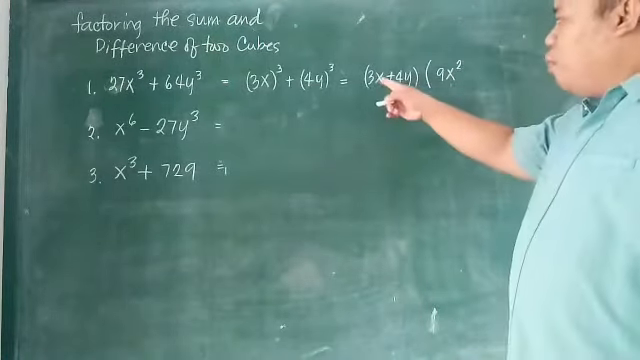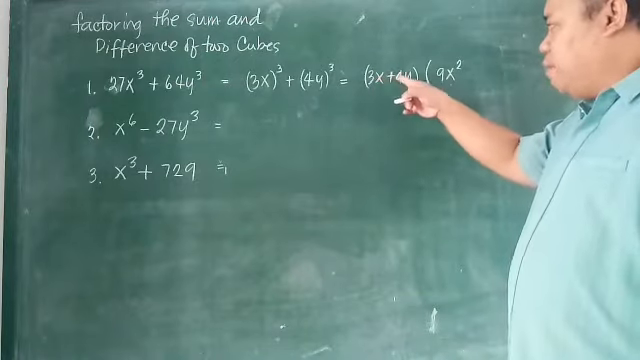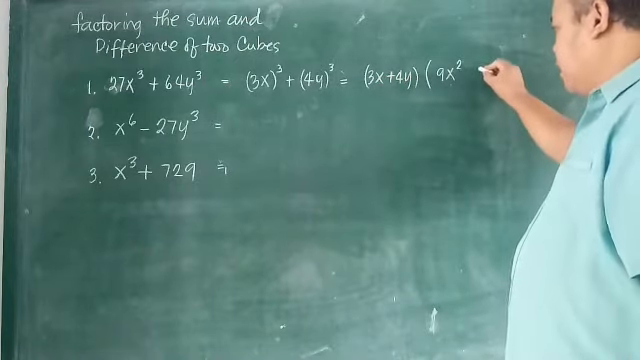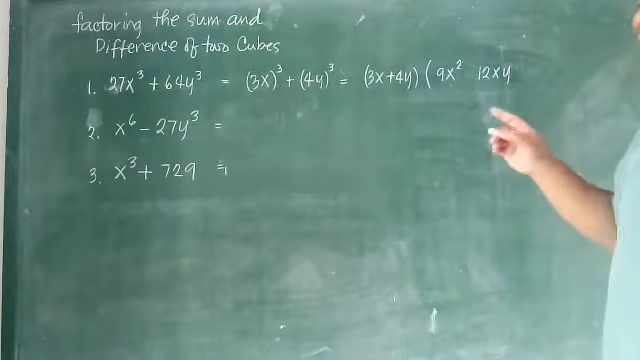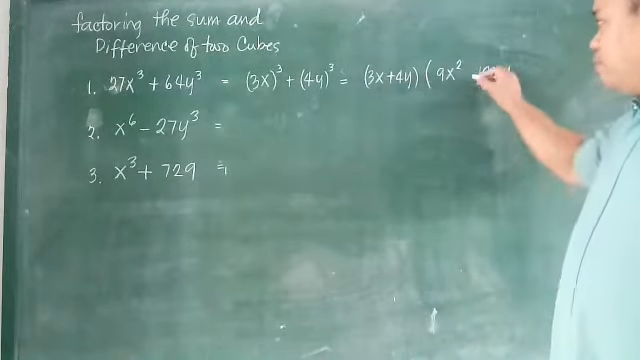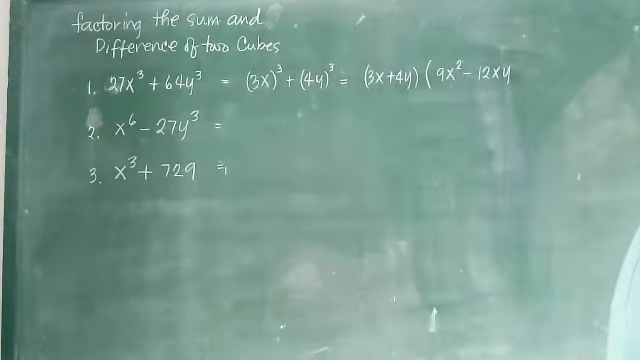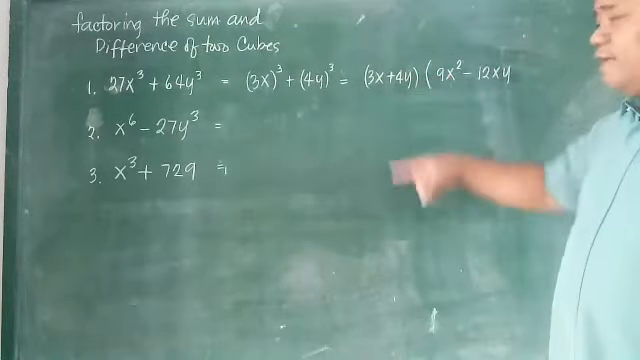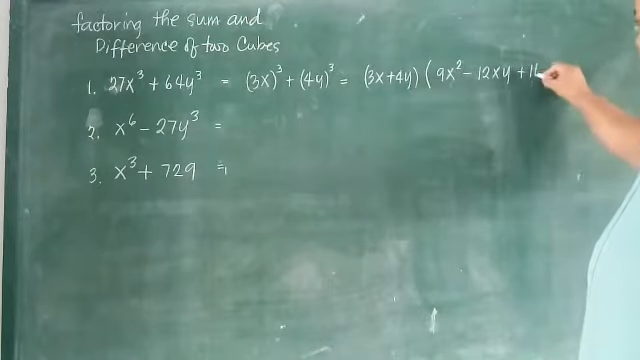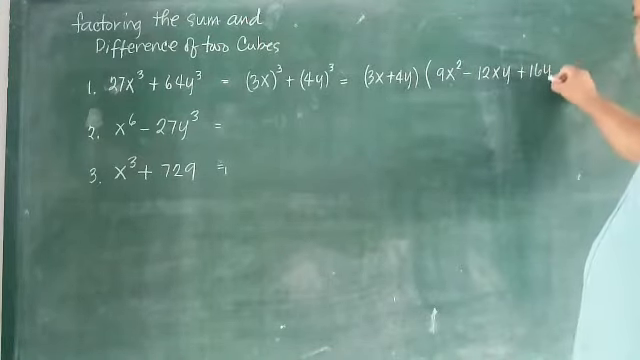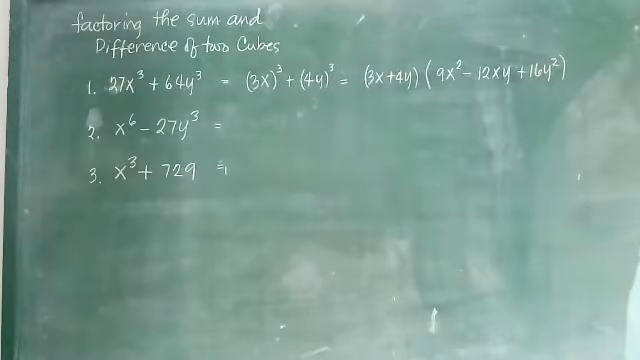Then we multiply 3 times x times 4 times y. That is 12xy. I will change its sign. If it's positive here, this will be negative here. And then the square of the last term, that is plus the square of 4 which is 16, and the square of y is y squared. That will be your factor. Okay, that will be your factor.